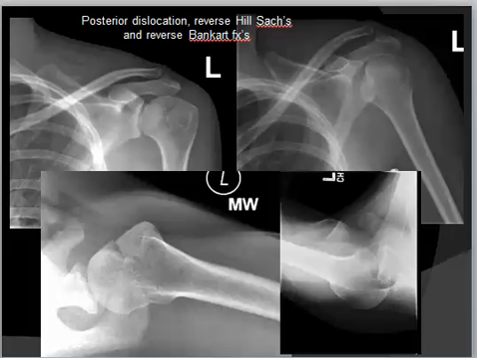Instead of being posterolateral, it will be anteromedial. This occurs in posterior dislocation, the reverse of Bankart. Bankart involves the anterior labrum, posterior dislocation involves the posterior labrum.